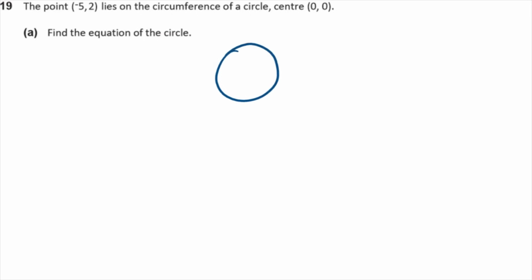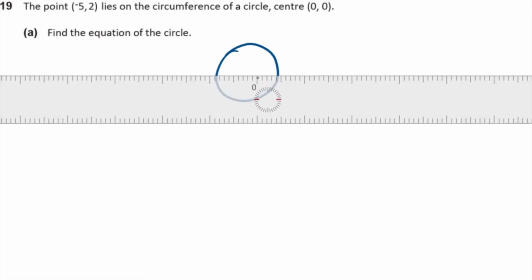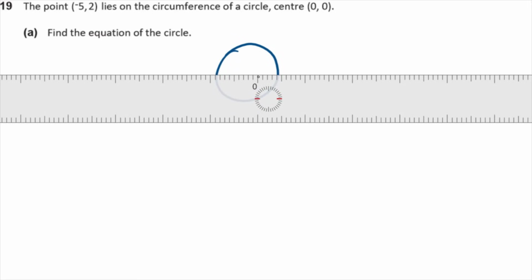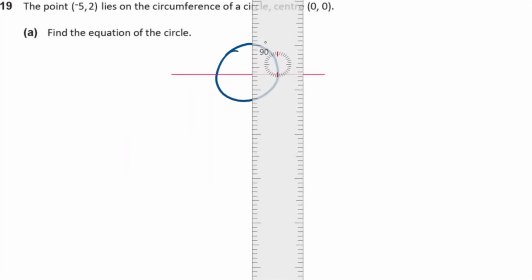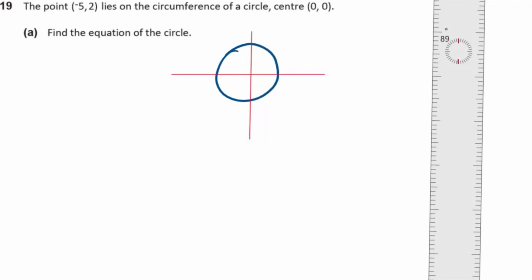And then I'm going to draw some axes. Now the center of this circle is at the origin, so my axis is going to pass through the center point of my circle. Like that. Okay, so my origin there is the point 0, 0. It's the center of the circle. And I know that the point -5, 2 lies on the circumference of the circle. So -5, 2 is going to be kind of over there somewhere, isn't it? Okay, that's going to be -5, 2.